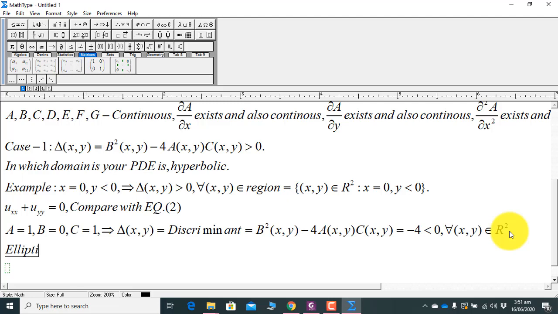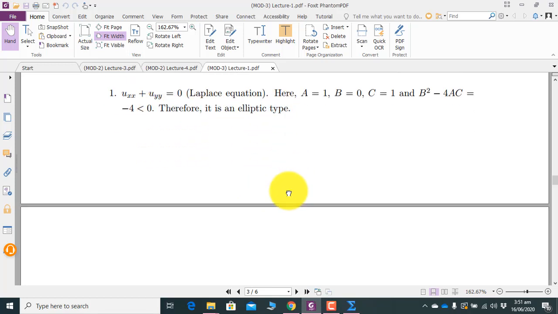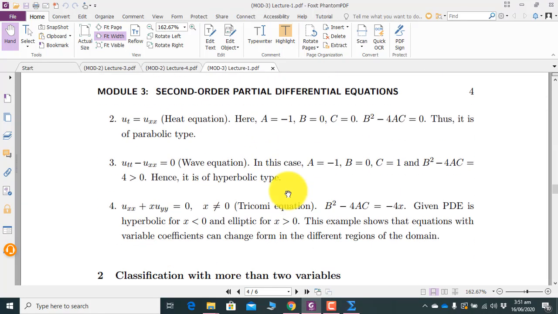partial differential equation. So your partial differential equation is elliptic type for all x, y. You don't have to bother about x, y. Similarly, if you focus on the heat equation, you can easily solve it by yourself. Here A is minus 1 comparing with equation 2, B is 0, C is 0. So your discriminant is 0, and you will easily say that your equation is parabolic for all x, y.